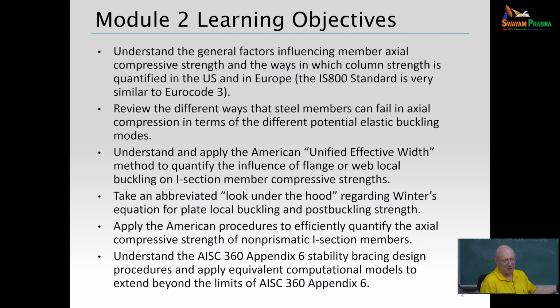I'm curious if that's going to be going more in the direction of the unified effective width approach, which is kind of what we do in America, or the Eurocode approach, where you do the effective width calculation more on a cross section, and then you reduce from the cross section using the overall member strength curves with a chi factor. So we'll look at the unified effective width approach a bit. We'll take an abbreviated look under the hood with Winter's equation for local plate buckling and post-buckling strength.